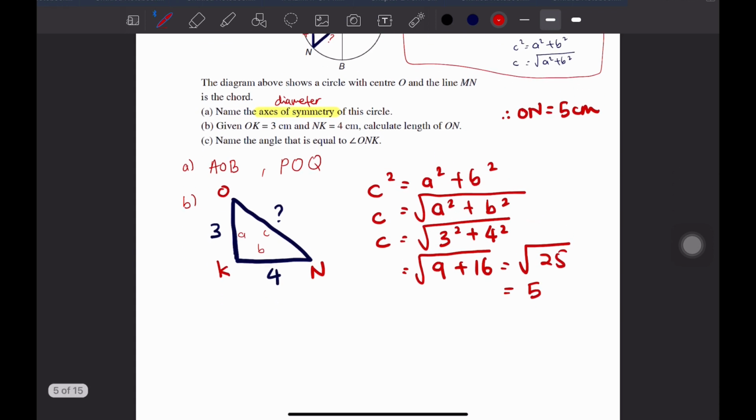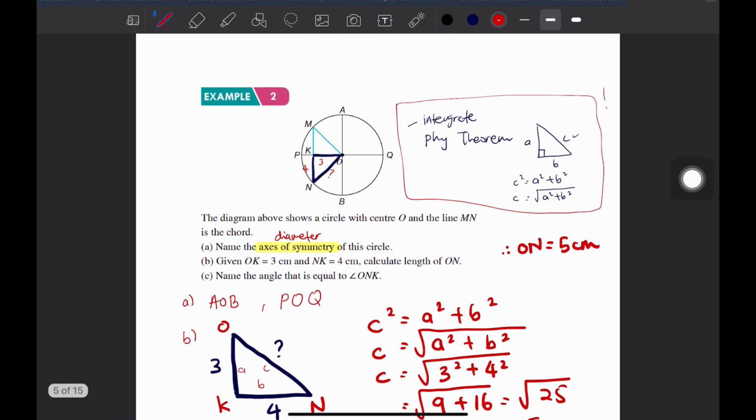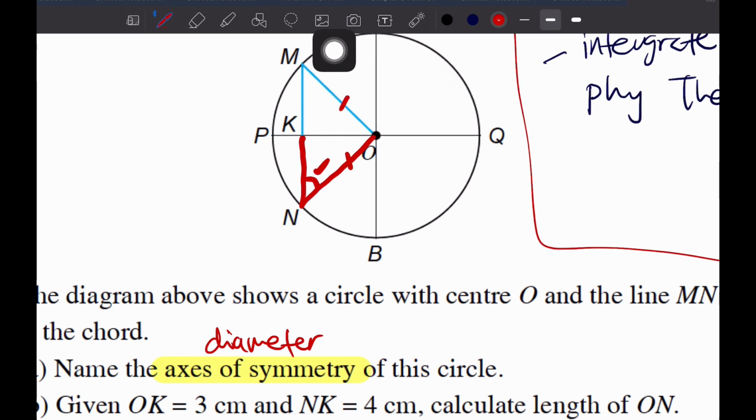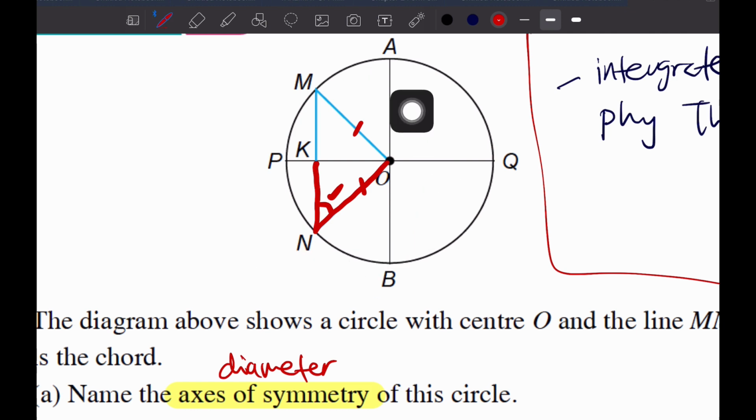And next, name the angle that is equal to ONK. So where is ONK? Okay, ONK is this one. So what is another angle that is equal to this one? We know that radii have the same length, right? So it will produce a segitiga sama kaki. What is segitiga sama kaki in English? Segitiga sama kaki is isosceles triangle.